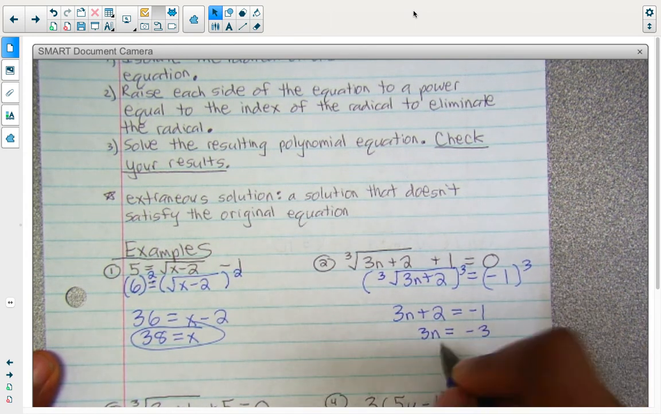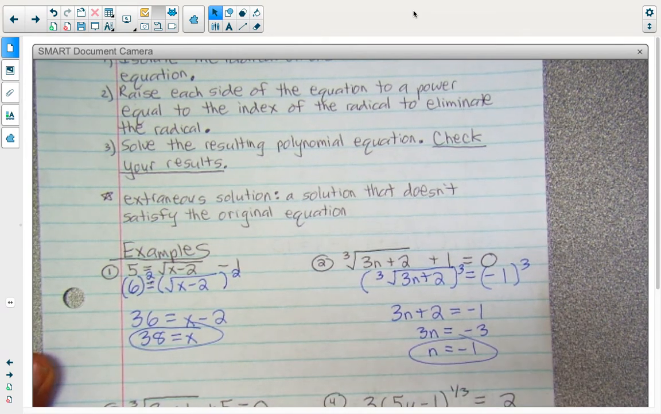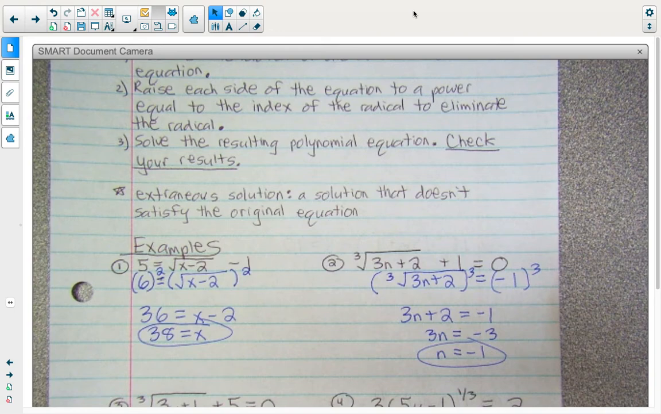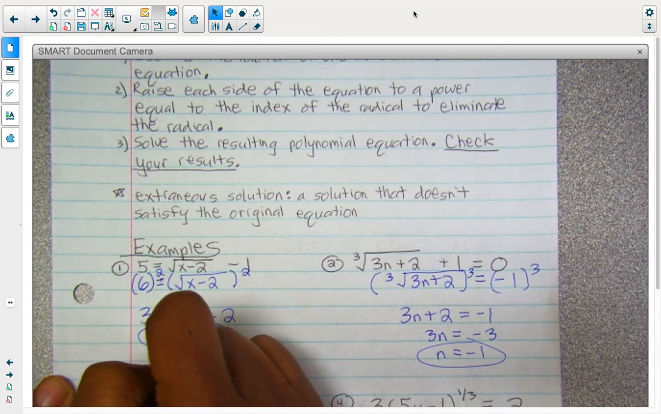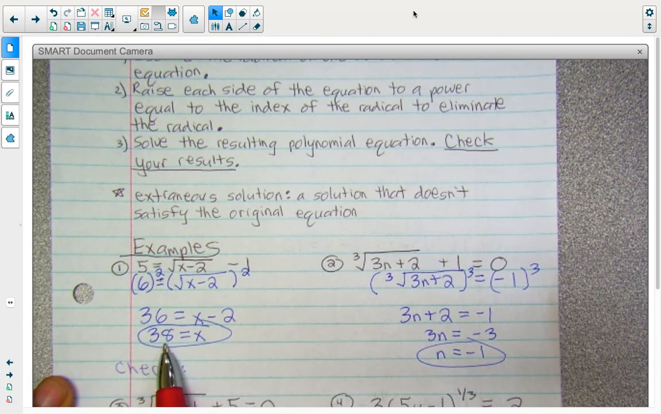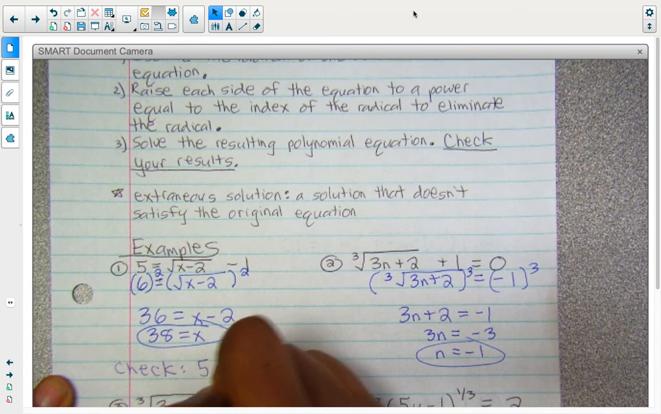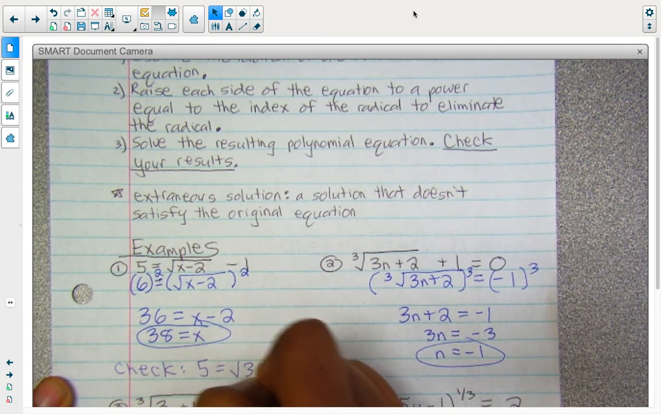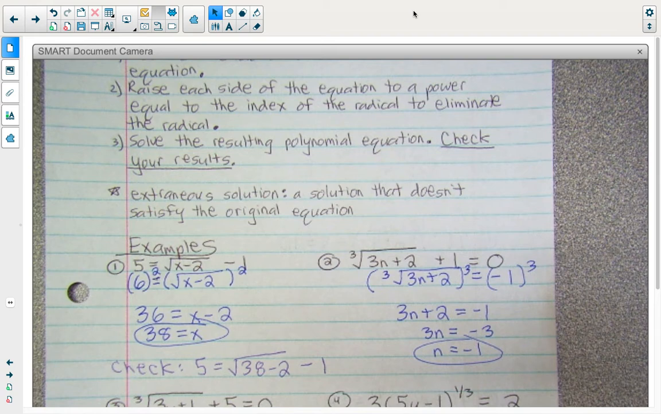And divide, and we get negative 1. Now, I do also want to make sure that we check our answer because that's important also. So I'm going to go back and check our first couple of answers. What this means is we need to take 38, substitute it back into our original problem, and see if it works out. So 5 equals 38 minus 2 and then minus 1. So we are checking this.